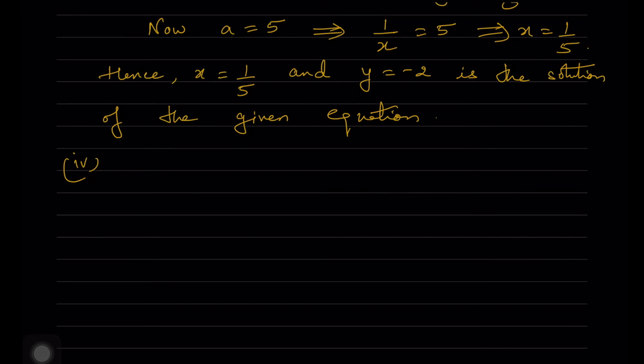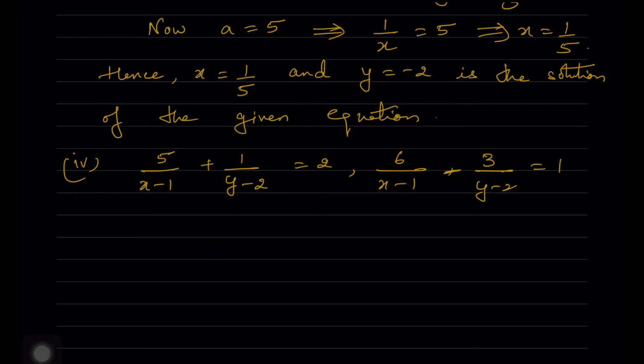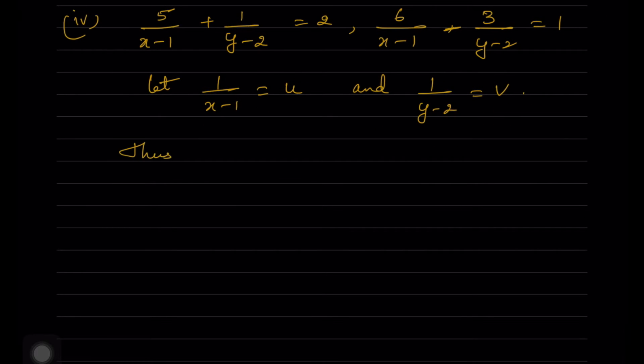Next, the fourth one. We are given that 5 by (x minus 1) plus 1 by (y minus 2) is equal to 2, and 6 by (x minus 1) minus 3 by (y minus 2) is equal to 1. So over here we consider, let 1 by (x minus 1) be equal to u and 1 by (y minus 2) is equal to v.